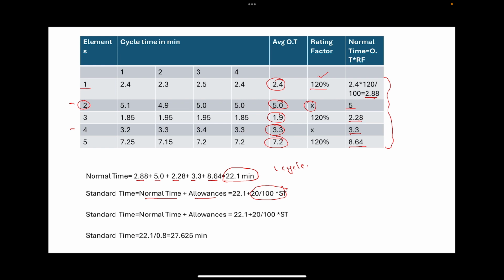So standard time is equal to 22.1 plus 20 by 100 into standard time. So standard time is equal to 22.1 by 0.8, which gives you 27.625 minutes. This is how you fix the standard time. So this is the standard time for doing that job.